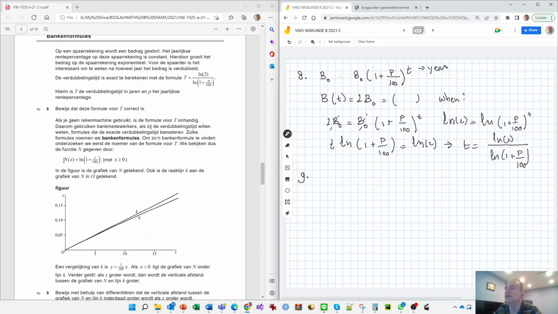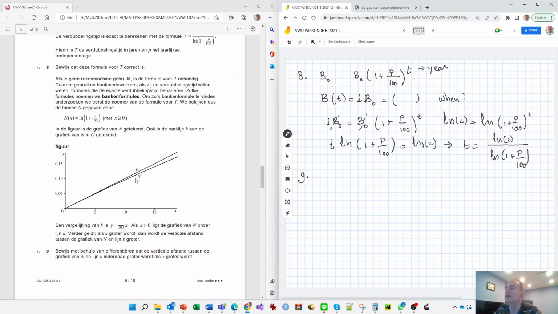And apparently they look at this function n given here, and they draw it in the figure here. We have n, and they also draw the tangent k in the origin, and they already give you what it is, so that's good.